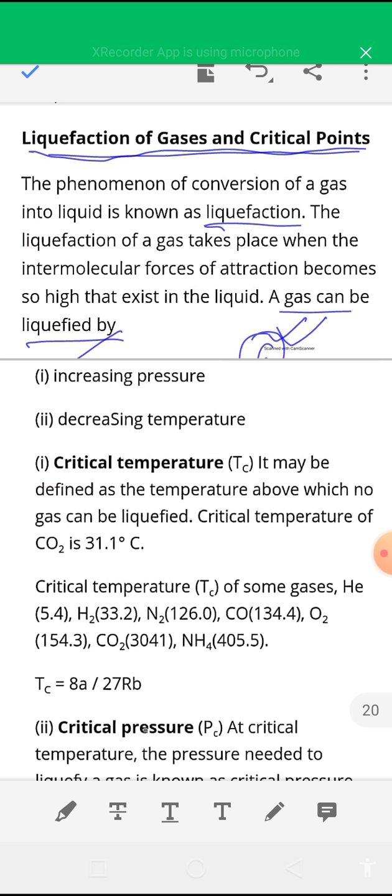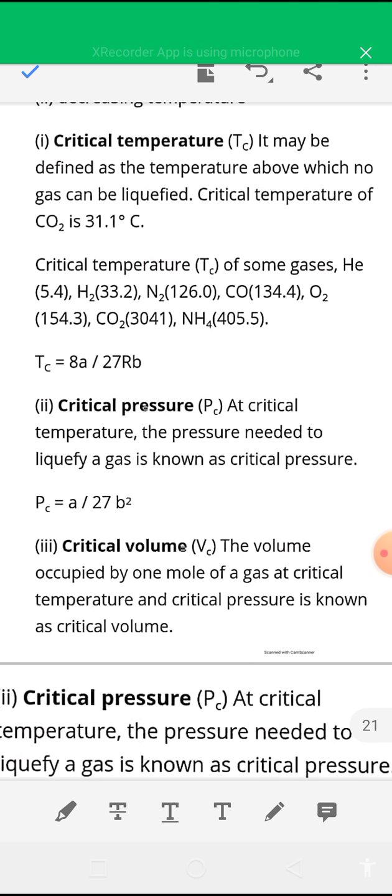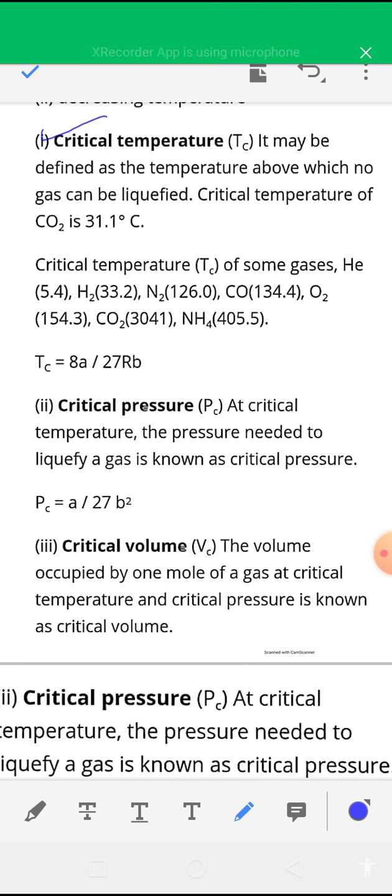Now see critical temperature, an important term. What is critical temperature? It is denoted by Tc, and it may be defined as the temperature above which no gas can be liquefied.